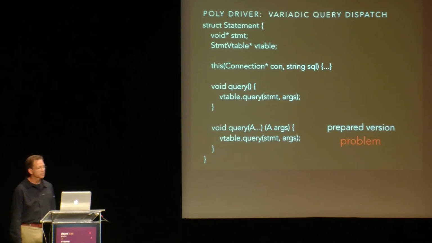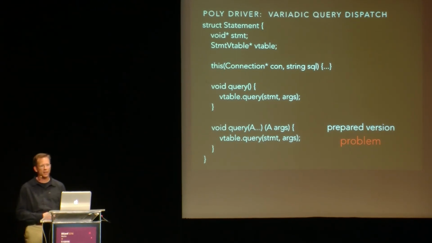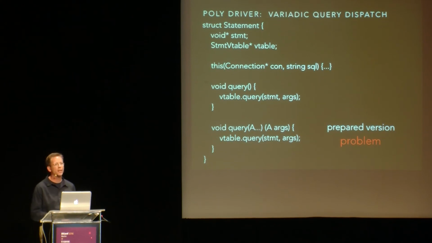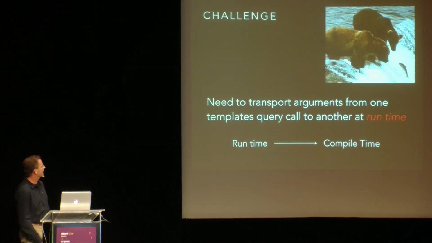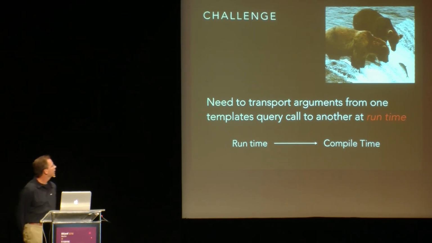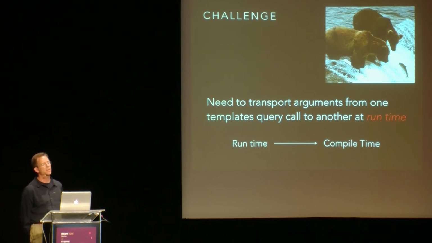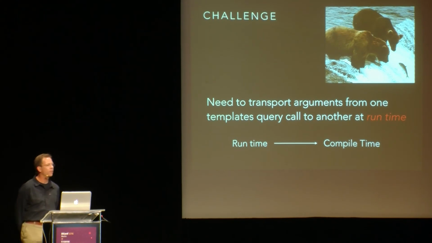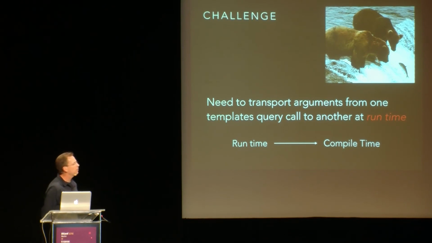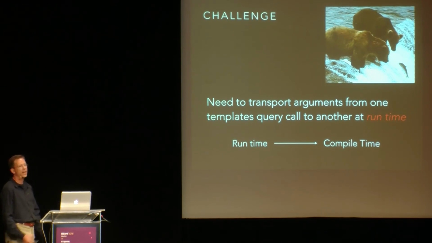One interesting aspect of the poly driver, I hope I have time to cover this. Everything was going along well until I got to the VARIADIC argument call, okay? And I thought, okay, well, how am I going to deal with that? So I need to transport arguments from templates in one query to another at runtime. So I have VARIADIC call, I'm getting arguments. I need to package those up in some way and transport them to another VARIADIC call. And the problem is those template definitions behind those two things occur at different times, so I can't directly connect them.